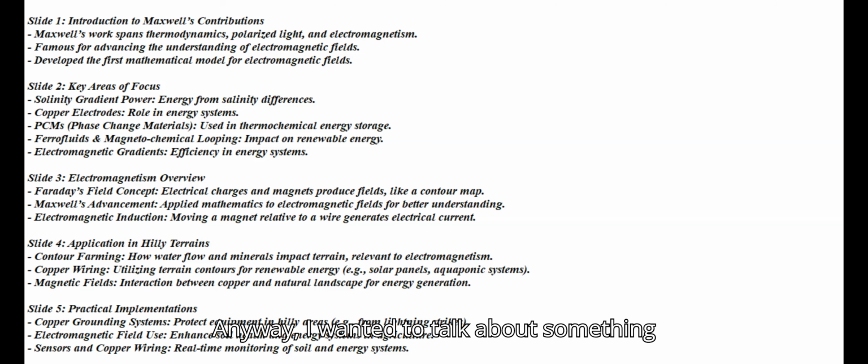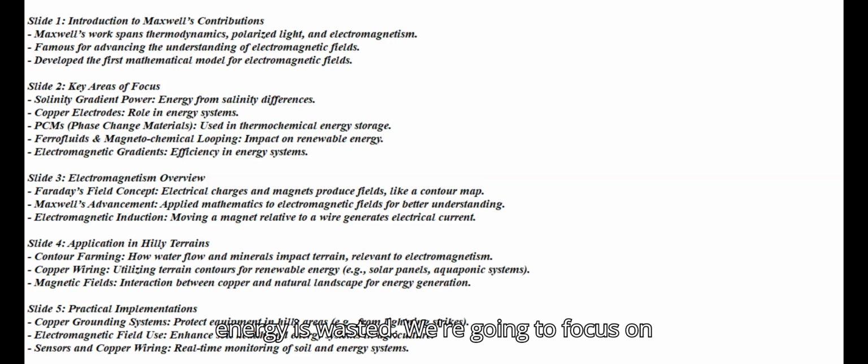Anyway, I wanted to talk about something from this book regarding farm tech, because Maxwell worked on a whole range of things. Notably, he focused on the use of statistics, thermodynamics, and the use of polarized light to monitor strain in transparent materials. His real legacy was his work on electromagnetism. We were talking about salinity gradient power, copper electrodes, PCMs, thermochemical energy storage, ferrofluids, magnetochemical looping, biomass renewable energy, electromagnetic gradients, and the idea that no kinetic energy is wasted.